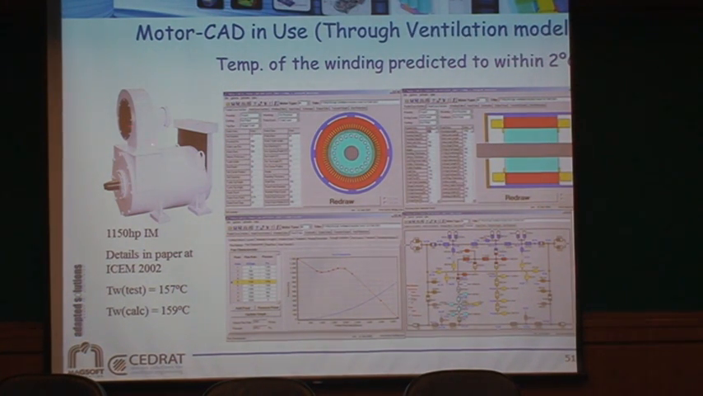And this was actually the object of a paper that's a little old, from 2002. But basically we computed the temperature of the winding for the fan characteristic and all of the things. And we got pretty close to the result, a 2-degree difference. I mean, it's not very much. And there were not so many adjustments. What was very important was to consider properly the fan and the way it was working.